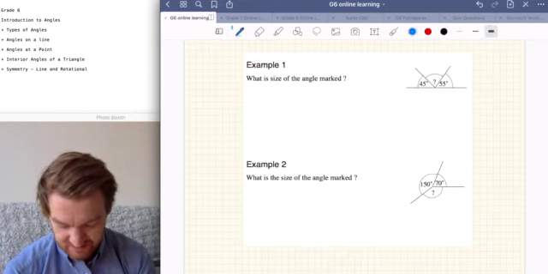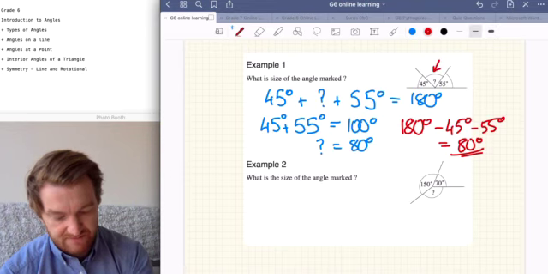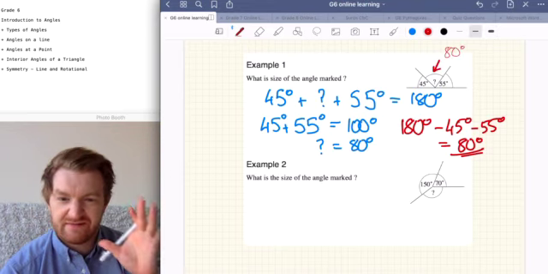So we could say, well, if I put 45 and 55 together, we're going to get 100 degrees. So what more do I need to make 180? I need 80 degrees. How could you type that into the calculator? Well, you could have said 180 is the total, and you could subtract the two angles that you have, and this would have given you 80 degrees. So that angle there is 80 degrees. We use a smaller pen because it's a bit fat and messy.